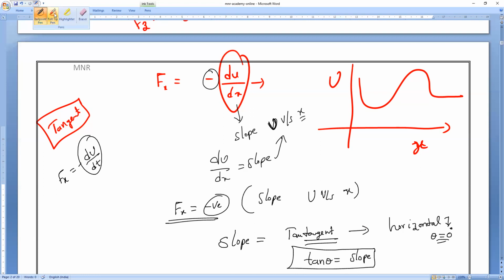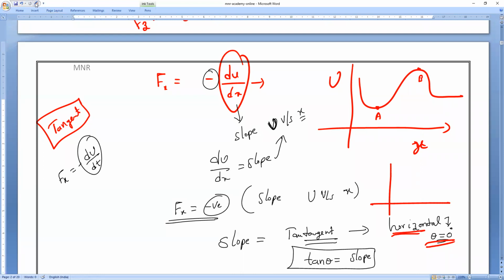Understand? So if theta is 0, it means the tangent is horizontal. Understanding, all of you? That is all it is. Now observe the given graph. Let me take 3 points. This is point A, and this is point B, and let me take some other point.